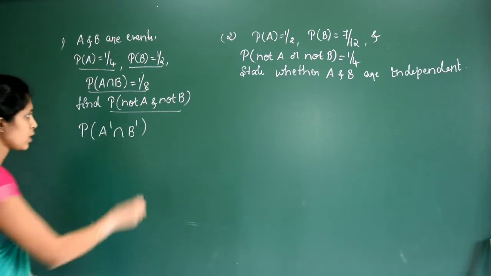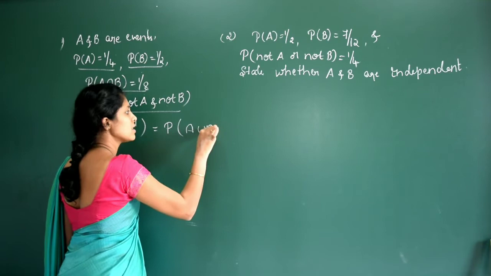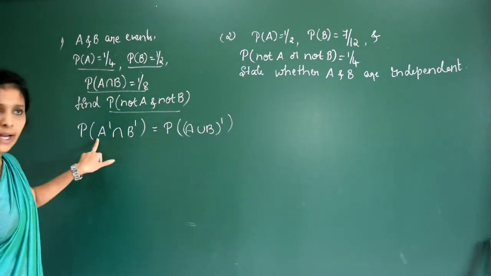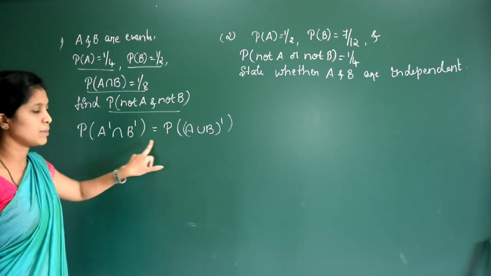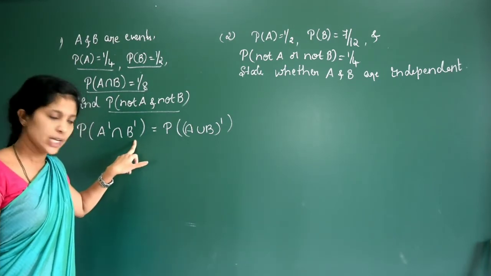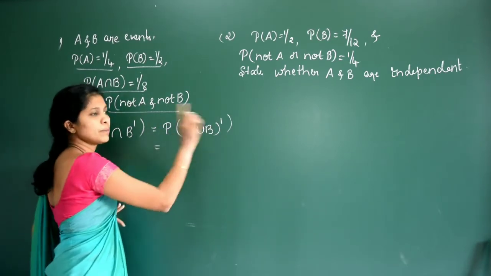By using De Morgan's law, this one we can write as P of (A union B) whole dash. Right? We have studied this one. (A union B) whole dash will be equal to A dash intersection B dash. Similarly, (A intersection B) whole dash will be equal to A dash union B dash. So we'll use this one. So P of (A union B) whole dash.